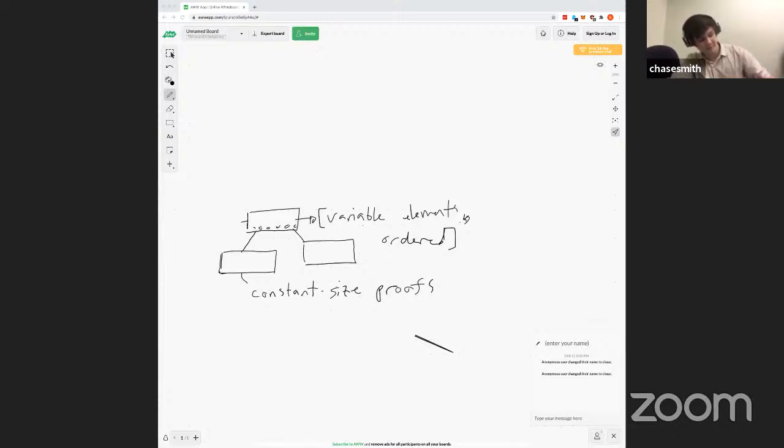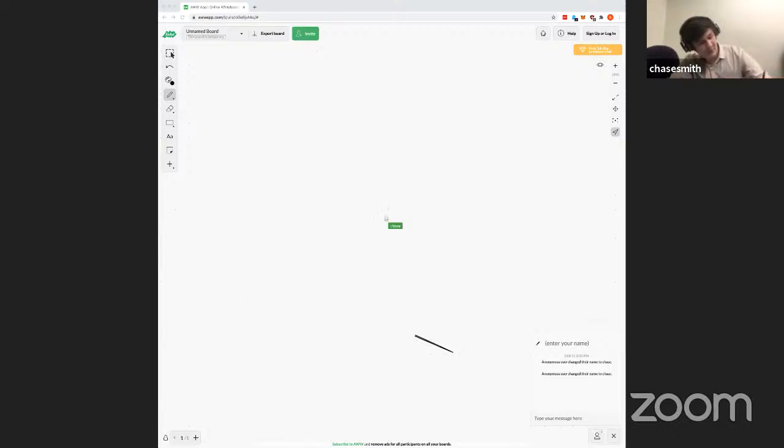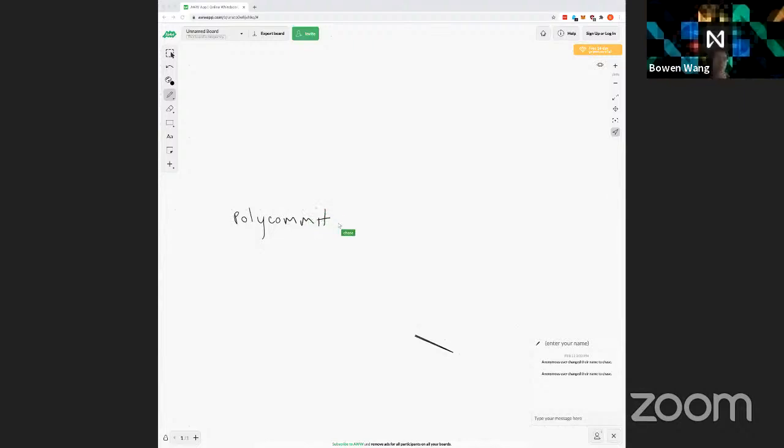And the way that we're able to do these constant size proofs is by using a polynomial commitment scheme. Is this the Kate scheme?